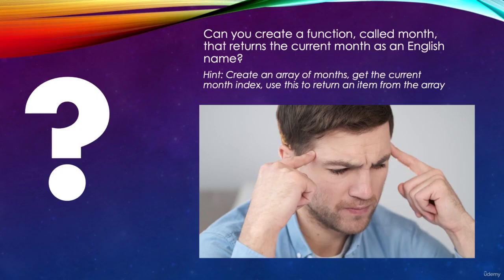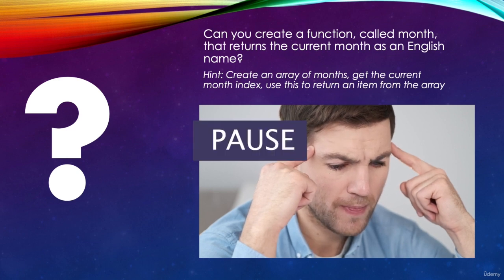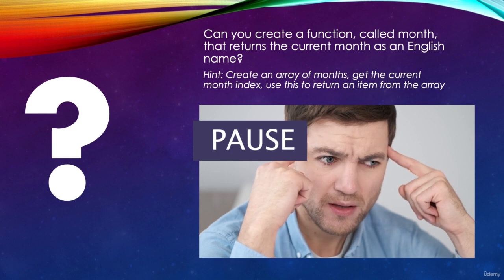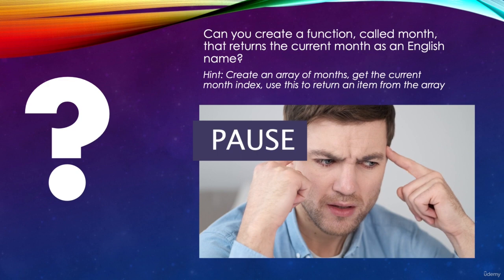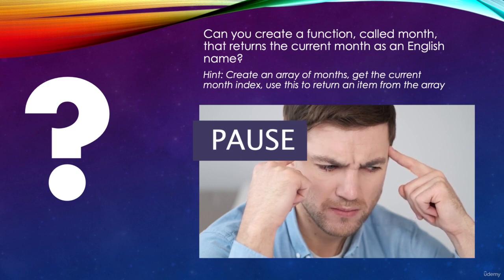Can you create a function called month that returns the current month as an English name? You'll need to create an array of months, get the current month index, then use this to return the right item from the array. Pause the video and give it a try. If you're a complete beginner with programming and JavaScript, it might seem quite hard, but there's no substitute for practice.